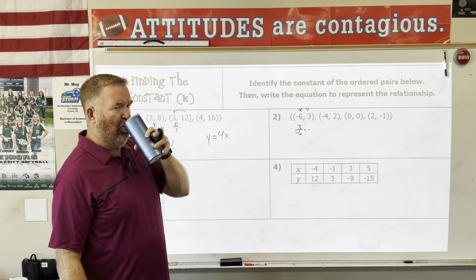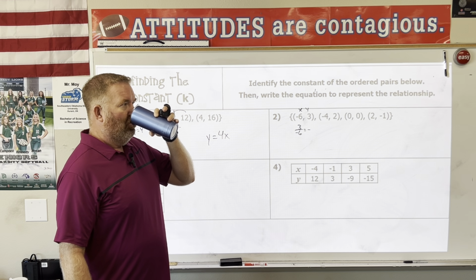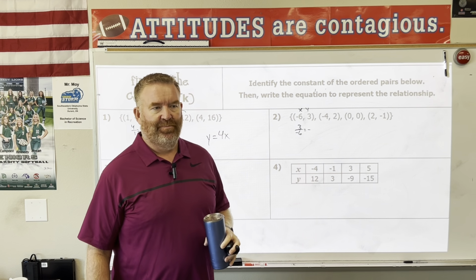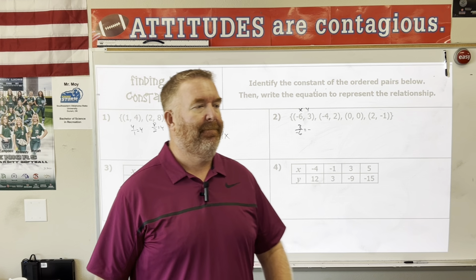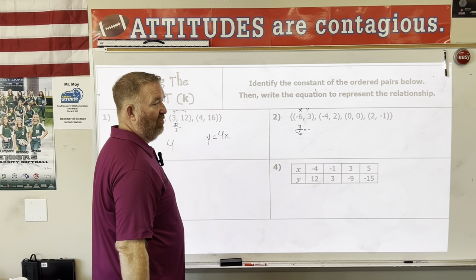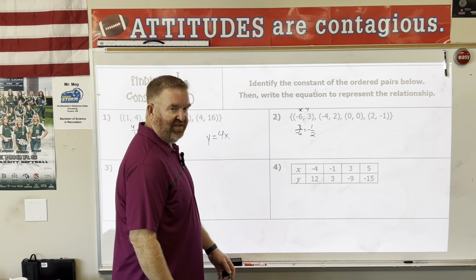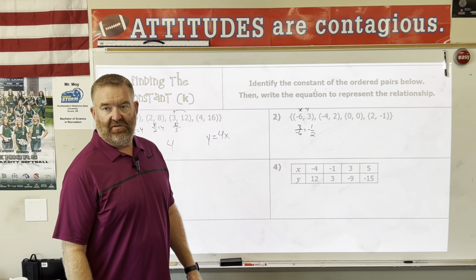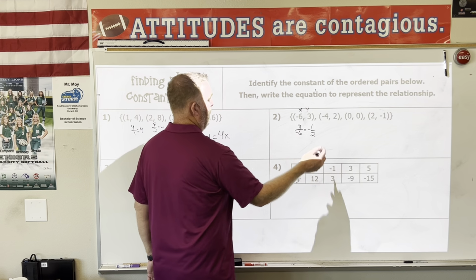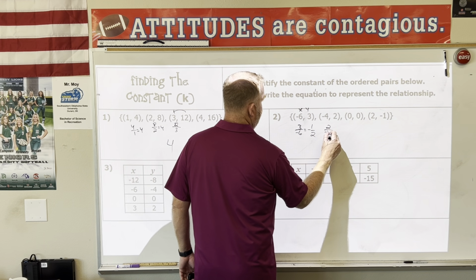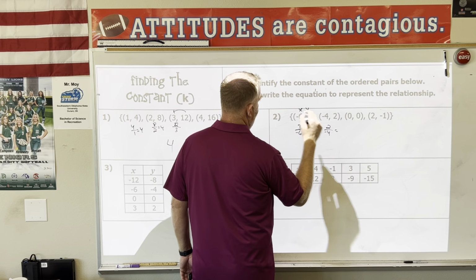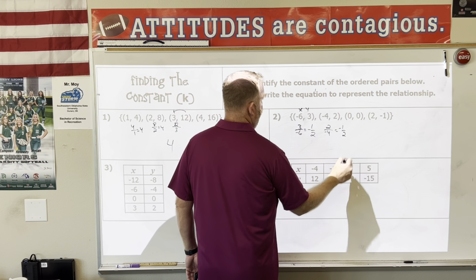Go ahead and put it in. What is 3 over negative 6? Negative 1/2. Here we go. Negative 1/2. Isn't 3 over 6 a half? Yes? Okay. Same thing. 2 over negative 4. What is that? Same thing. Negative 1/2. Then you got 0, 0.